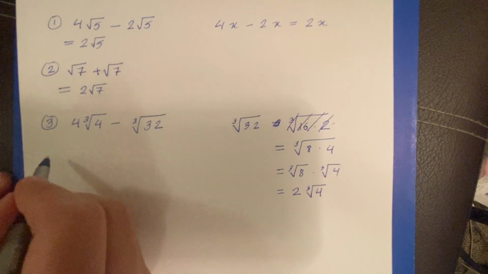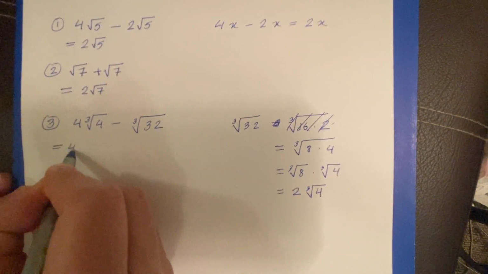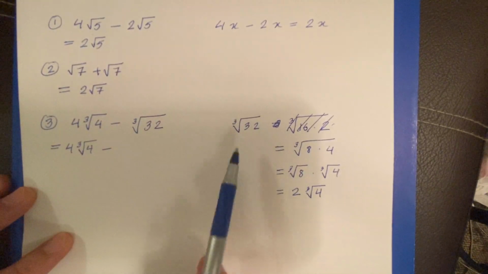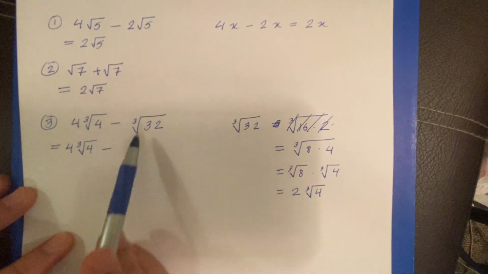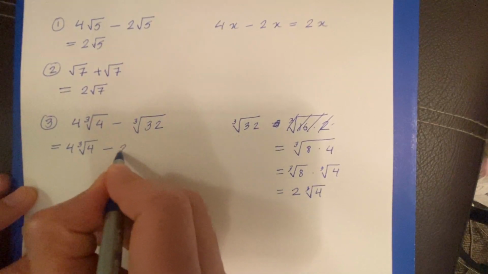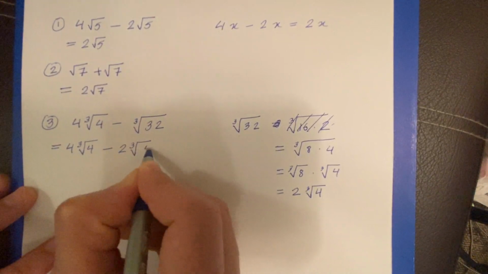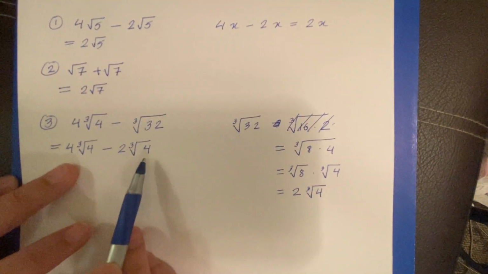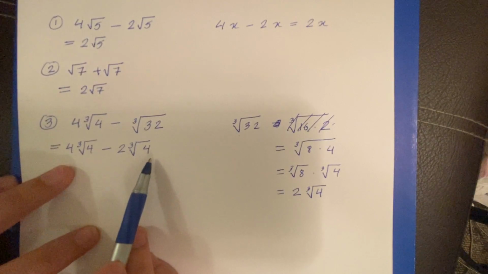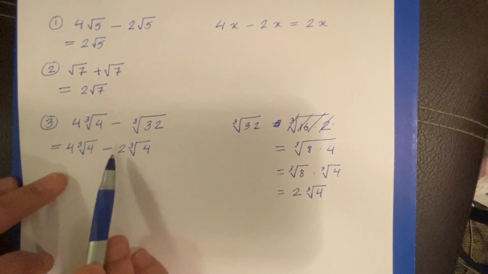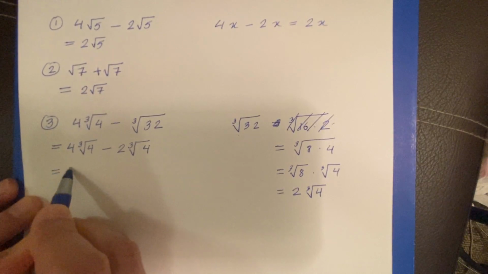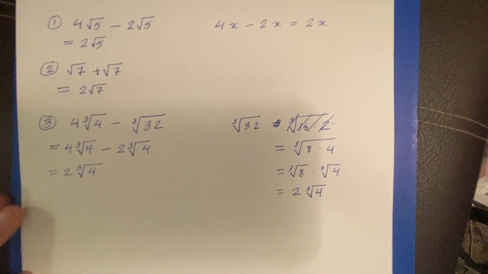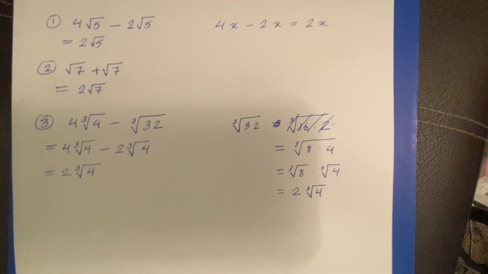So from here we can now say that 4 times cube root of 4 minus, so cube root of 32 is also this, so cube root of 32 is 2 times cube root of 4. So this way we have now like terms. All right, so now we can just subtract 4 and 2, which is 2 times cube root of 4. All right, so this way we can get the answer.